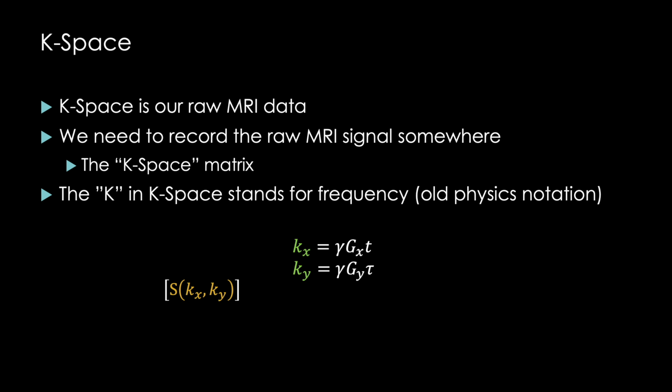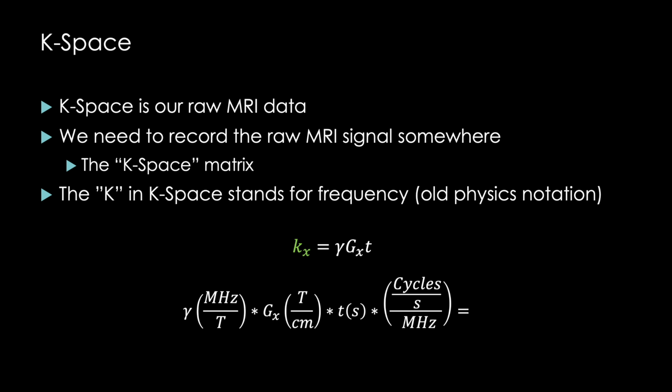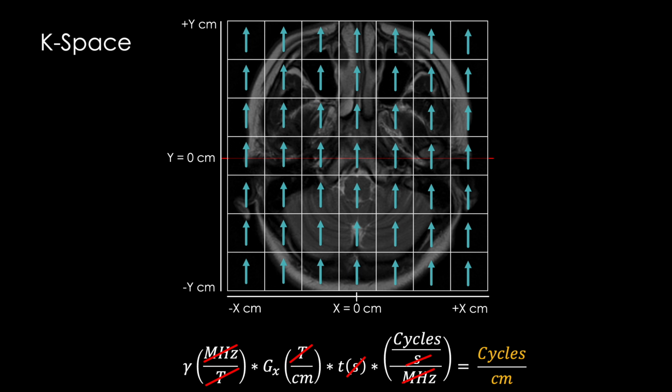These variables Kx and Ky also have units, and we can figure them out using unit analysis like we did in the previous lecture. If we look at the units of each of these components, gamma, which is in megahertz per Tesla, g of x, which is Tesla per centimeter, and time in seconds, then by adding this conversion factor of megahertz, which is 1,000,000 cycles per second, we can multiply these units out, many of which cancel, and which leaves us with cycles per centimeter, the units of K-space, meaning how many cycles of rotation the little magnets we've built up within our slice have accumulated depending on their location in centimeters within the slice.